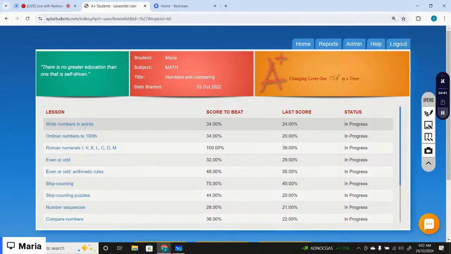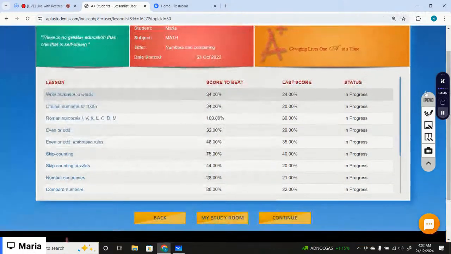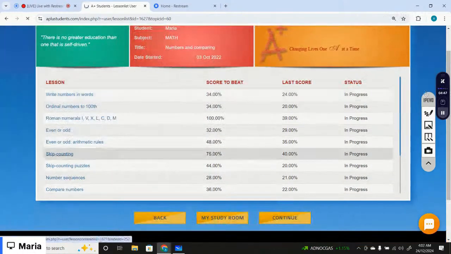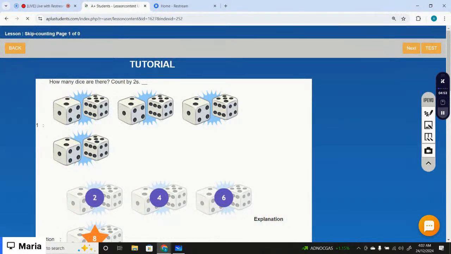So here I am on grade 3 math. The chapter we are on right now is numbers and comparing. Let's just start with the lesson that is skip counting. How many dice are there? Count by twos.